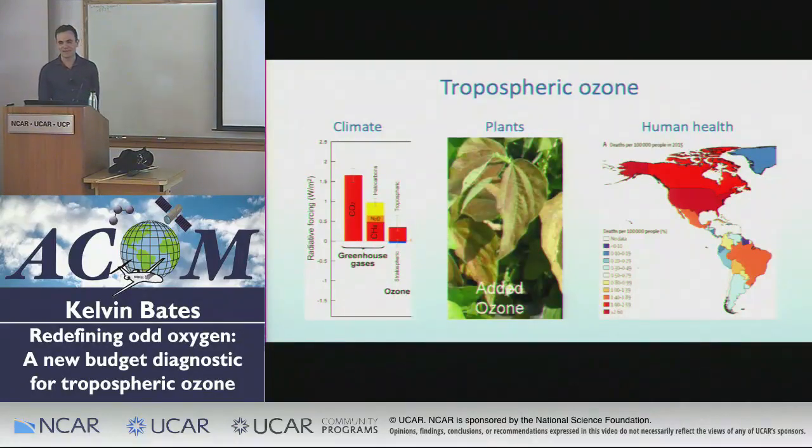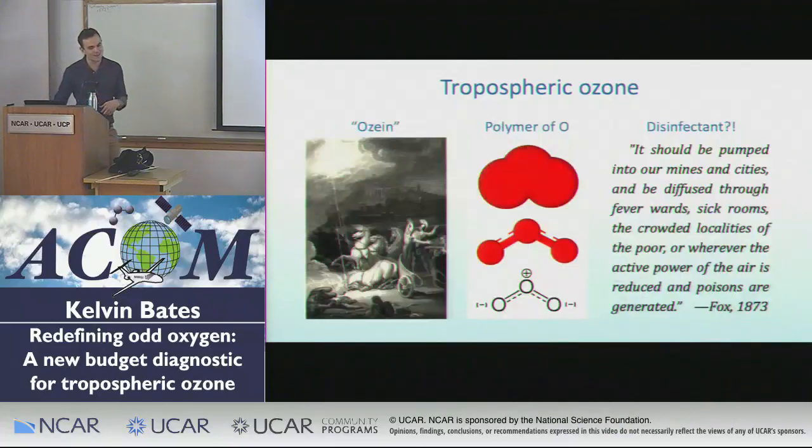Given where I am and who I'm talking to, I don't think I need to go into much about why we care about tropospheric ozone. It is, of course, a potent greenhouse gas and bad for plants and a big contributor to human morbidity and mortality throughout the troposphere. So instead, I thought I'd start with some fun facts that you might not know about ozone that are totally irrelevant, but I find them interesting.